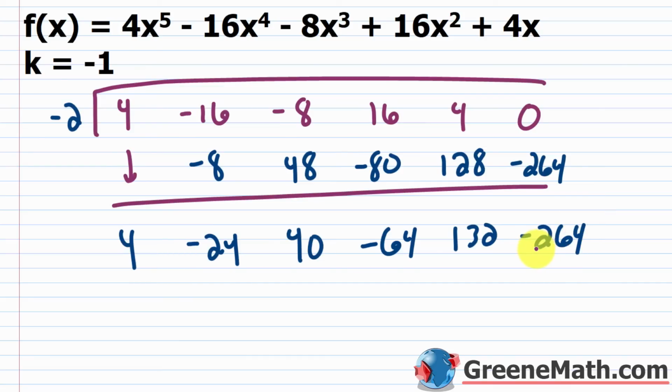So using the bottom row here, you have positive, negative, positive, negative, positive, negative. So this does pass the test for a lower bound. So we can conclusively say that -2 is a lower bound. In other words, there are no real zeros that are less than -2.